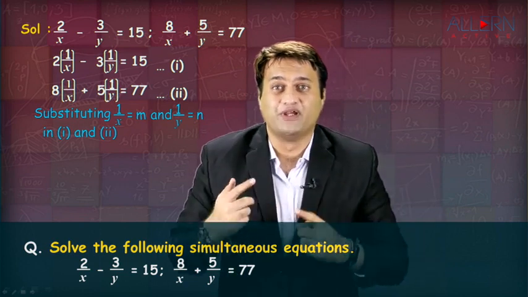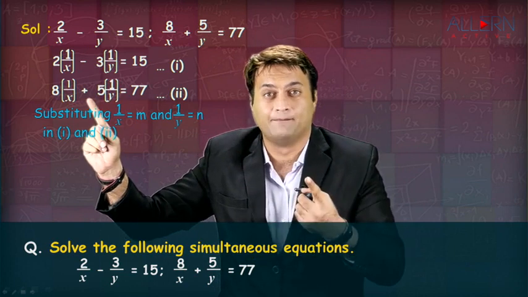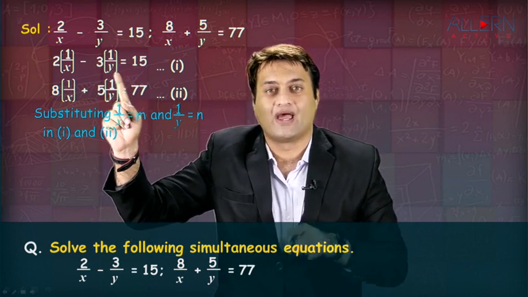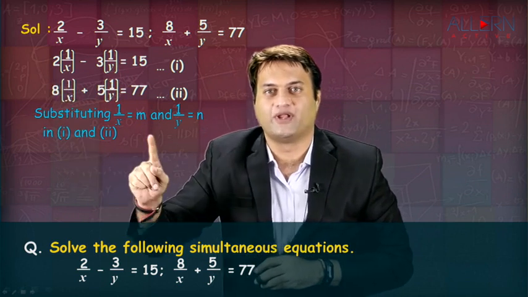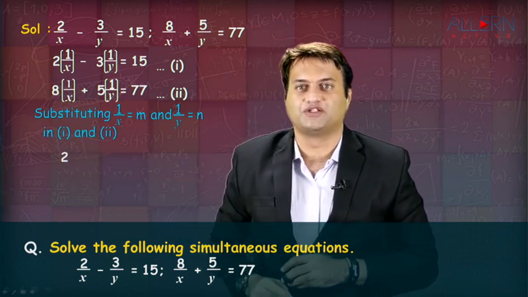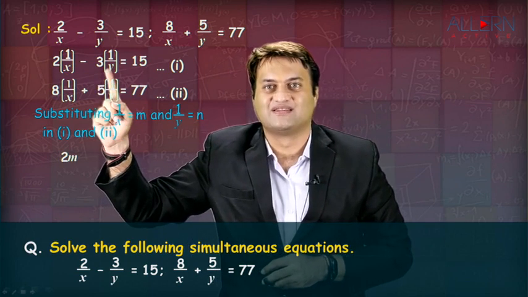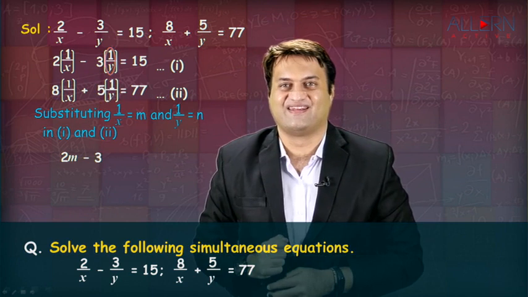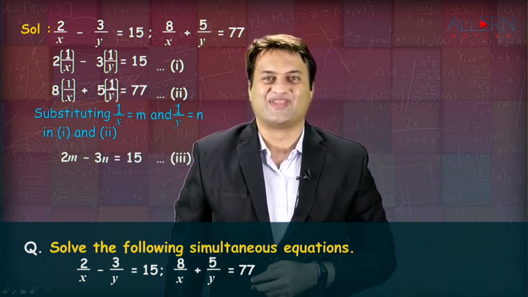Now what happens when we do it? Let us now replace 1 upon x in both the equations by m and let us replace 1 upon y as n. Now what do we get? 2 in place of 1 upon x, now we need to write m. So what we get is 2m minus 3n, right, is equal to 15. Let this be the third equation.